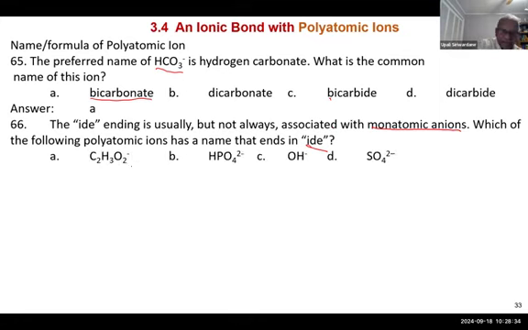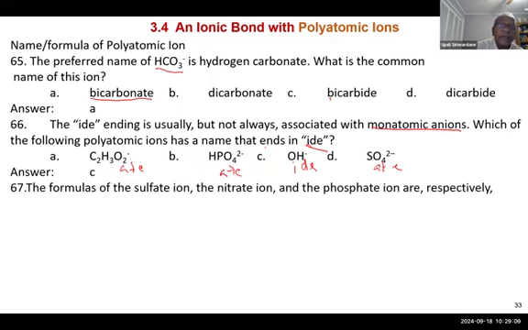That's acetate, ate, acetate. Hydrogen phosphate, hydroxide. That's ide. That's ate. That's ate also. Hydrogen phosphate, acetate, hydroxide. Therefore, the answer is C.